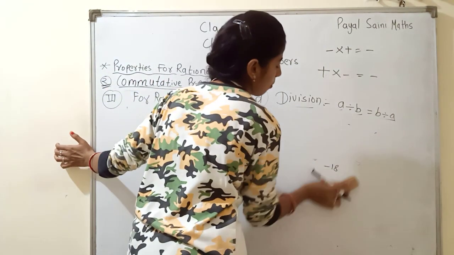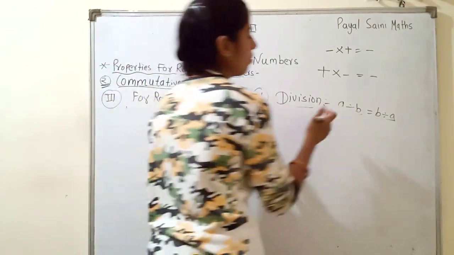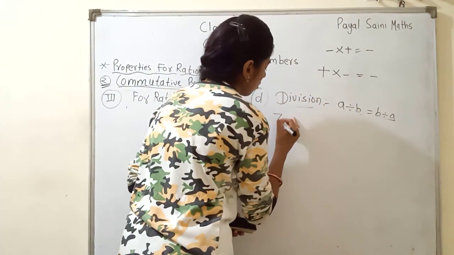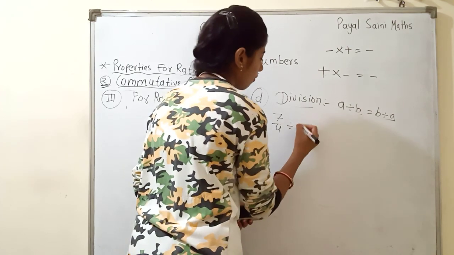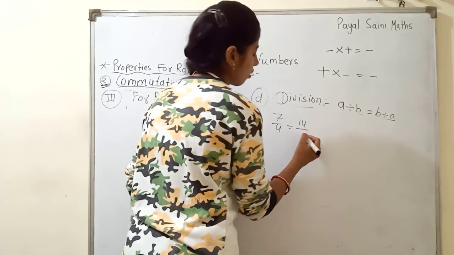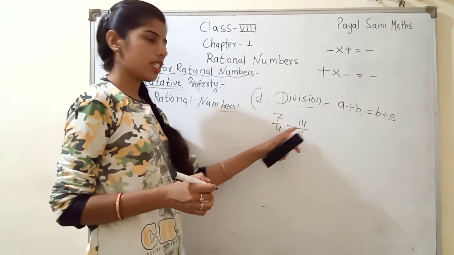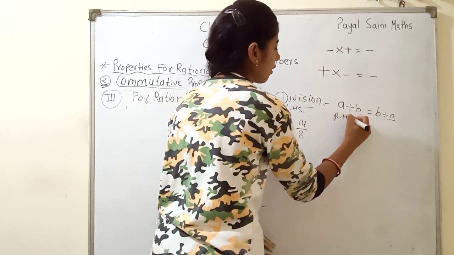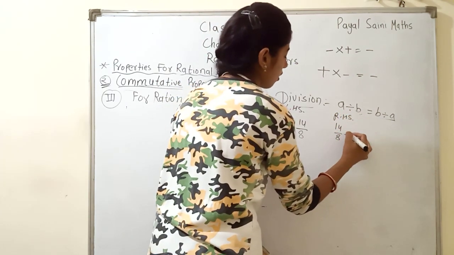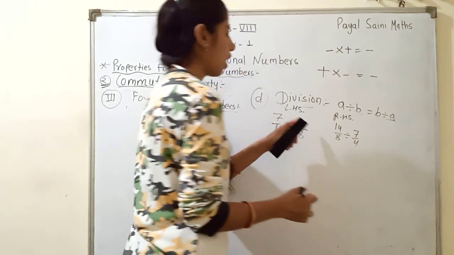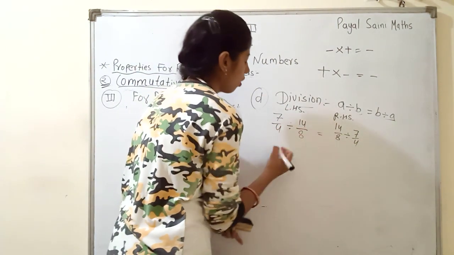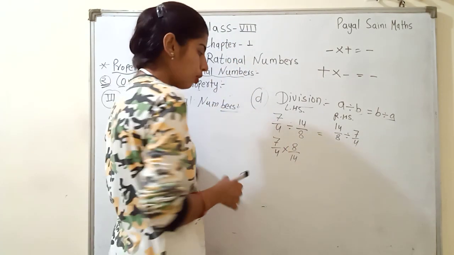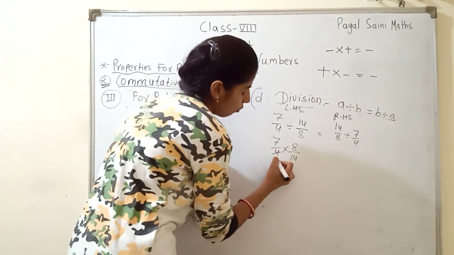Example number two is here. I write 7 by 4 divided by 14 by 8. It is your left hand side, and I write the right hand side: 14 by 8 divided by 7 by 4. Now in your left hand side, take the reciprocal of the second number, then into 8 by 14. Then we can write 4 ones are 4.